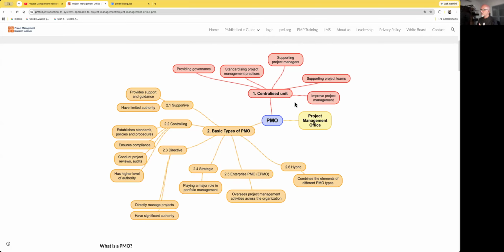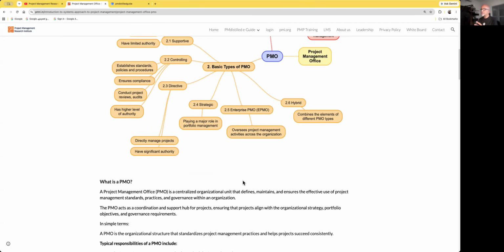So we discussed about what is a PMO, that is a project management office. And we discussed about the three core types, that is supportive, controlling, and directive. We also said that supportive PMO have very less authority. Controlling PMO has more authority than the supporting PMO. And the directive PMO has super authority because they may be managing the projects directly and the project managers will be reporting to them. Additionally, we discussed about strategic, enterprise and hybrid PMOs.